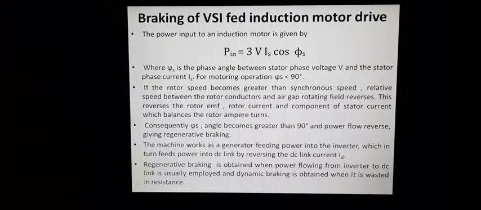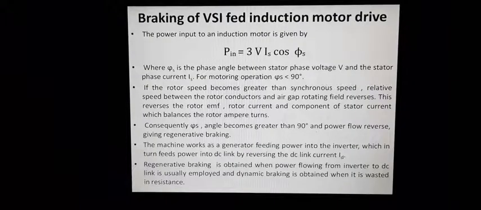The same locomotive, while taking a downhill operation, or descending a downhill, definitely the speed of the rotor will go greater than the synchronous speed. Comparing with the uphill motion, during the uphill motion the operation is motoring, no doubt in that. I have very clearly explained all this in the 4-quadrant operation which we learned in the first module.